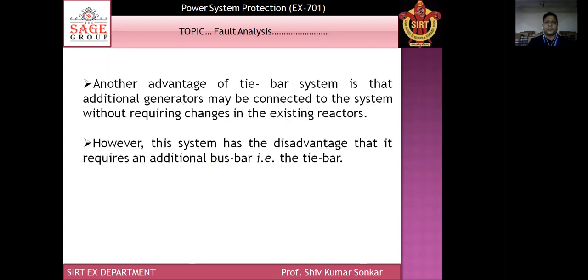Another advantage of the tie bar system is that an additional generator may be connected to the system without changing the existing reactors. However, this system has the disadvantage that it requires an additional bus bar, that is the tie bar.